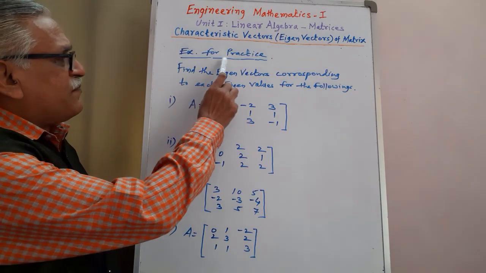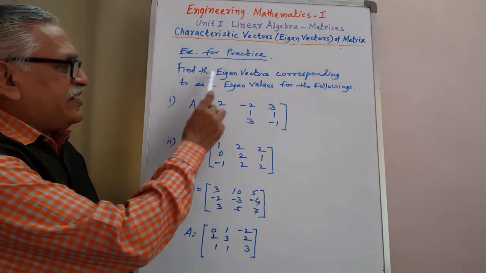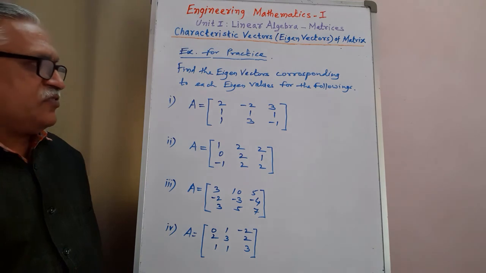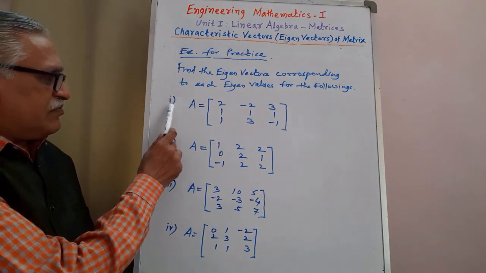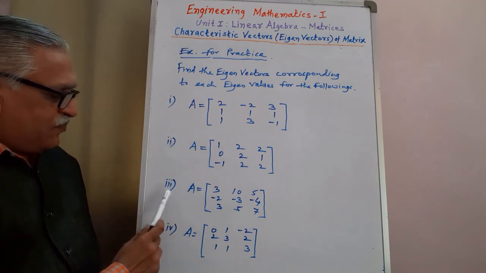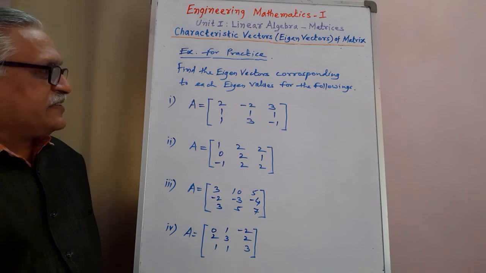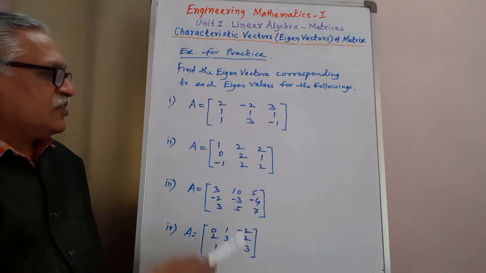Then example for practice or homework problem or classwork problem. Find the eigenvectors corresponding to each eigenvalue for the following. There are total 4 examples. Therefore, try to find out eigenvectors corresponding to each eigenvalue for all of these.